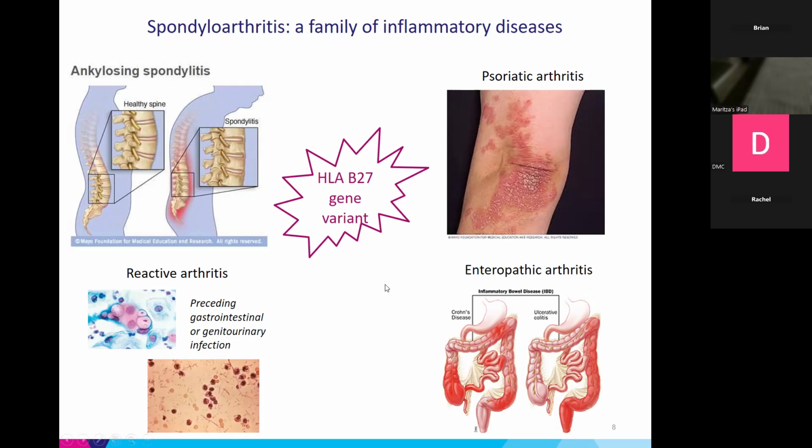I will mention here, we're not going to really discuss them in detail. The two other members of this family of inflammatory arthritis are reactive arthritis, which follows an infection either of the gastrointestinal tract or genitourinary tract, and is usually self-limited. And then there's enteropathic arthritis, which is a type of arthritis associated with Crohn's disease and ulcerative colitis, two very inflammatory conditions that affect the gut.